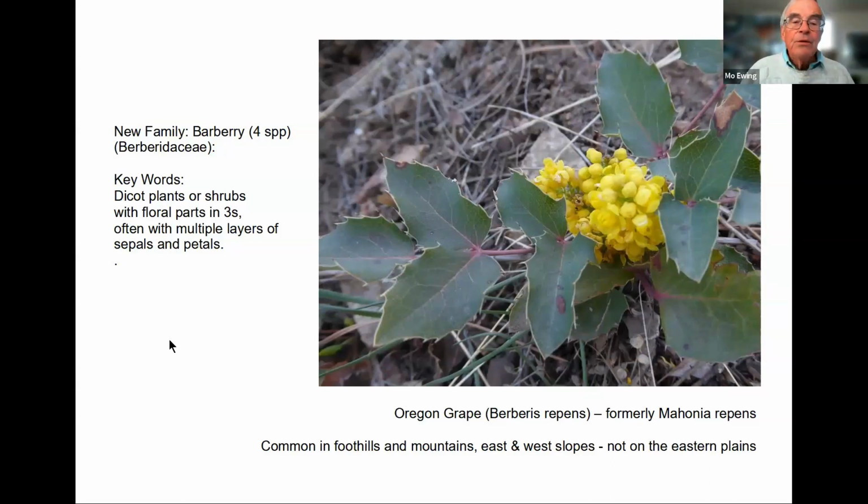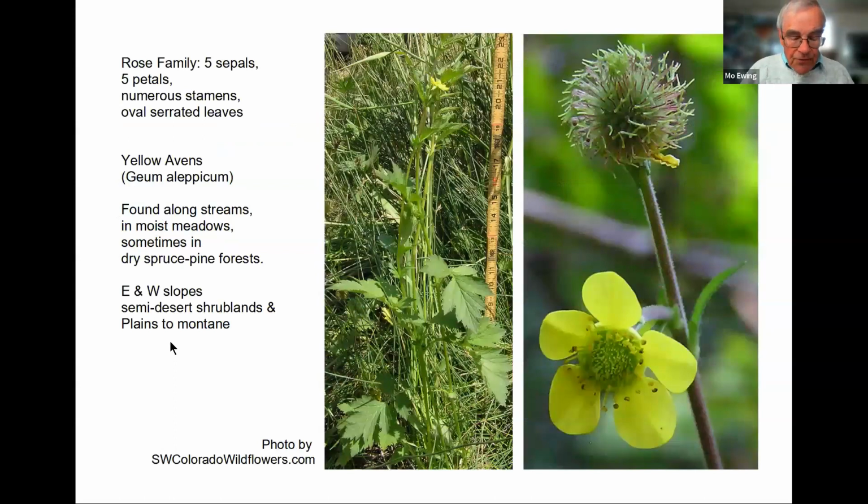Another plant that you'll see along here is in the rose family. Remember, 5 sepals, 5 petals, numerous stamens, and oval serrated leaves. This is one of these examples. It probably goes into a subfamily where the leaves aren't oval and serrated.